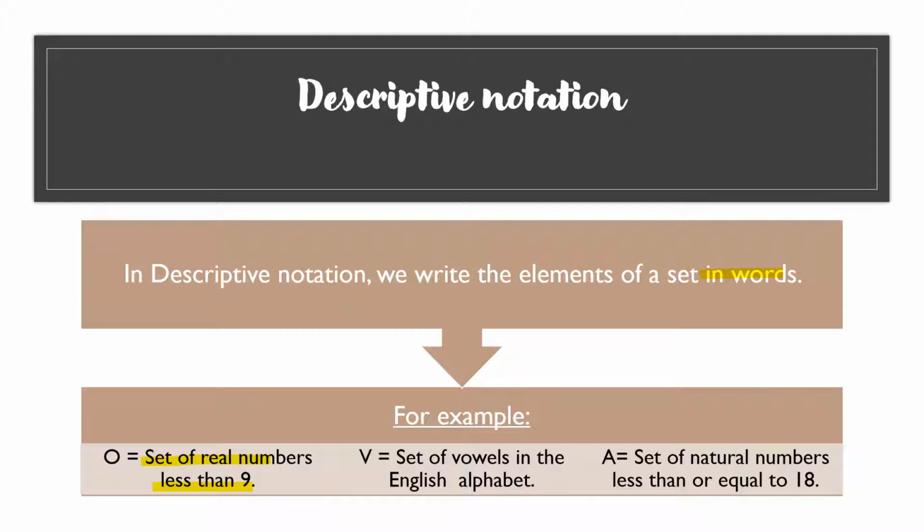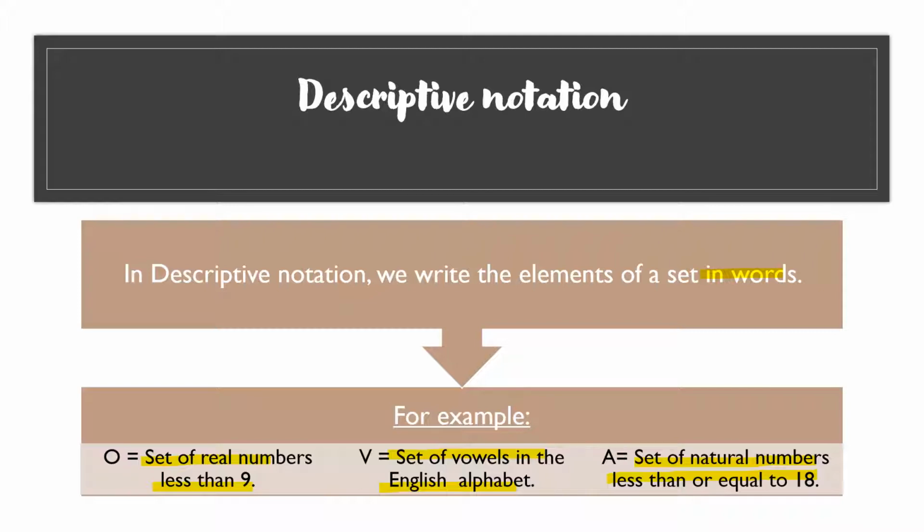We just write the elements in words. Second example, the set of vowels in the English alphabet. Now we have written the set in words. We didn't write all the vowels like A, E, I, O, U and put curly brackets in that form. That is not descriptive notation. Third example, A is a set of natural numbers less than or equal to 18. Similarly, in this set we didn't write all the numbers from 1 to 18. Instead we wrote in words.